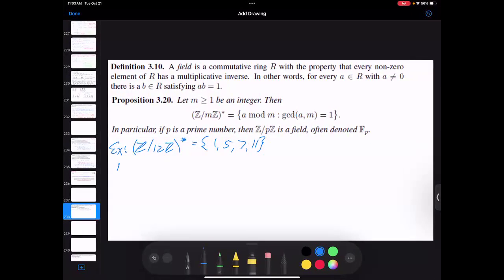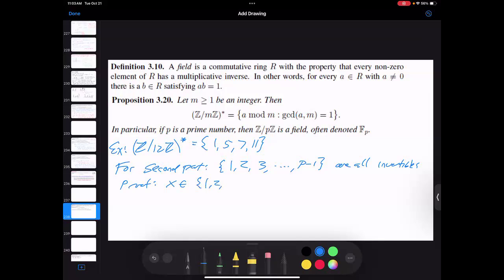So for the second part, we have 1, 2, 3, ..., P minus 1. We're claiming that all of those are invertible. So proof. Let's say X is in 1, 2, ..., P minus 1. So what's the GCD of X and our prime P? It's 1.